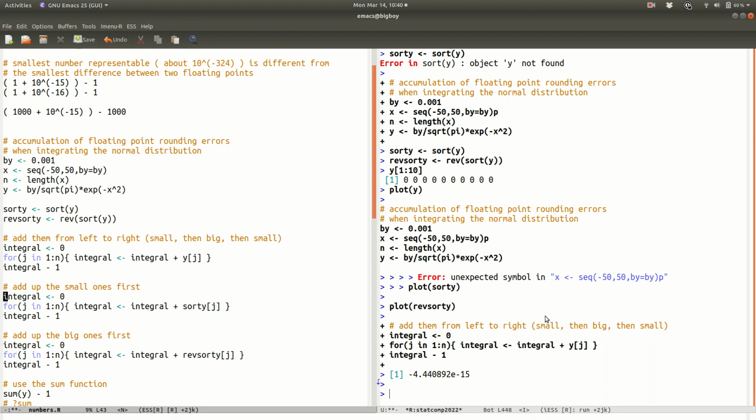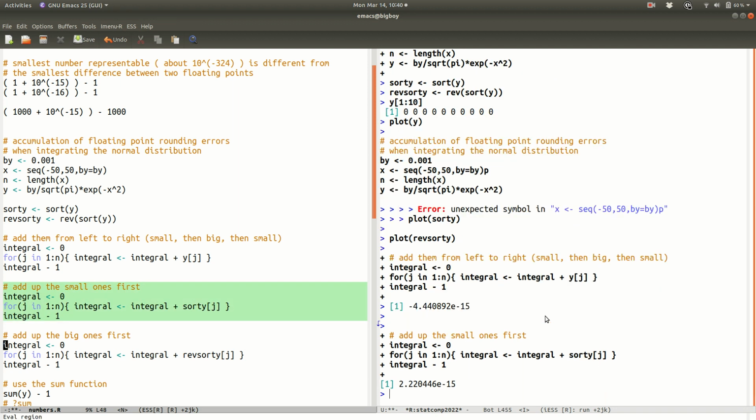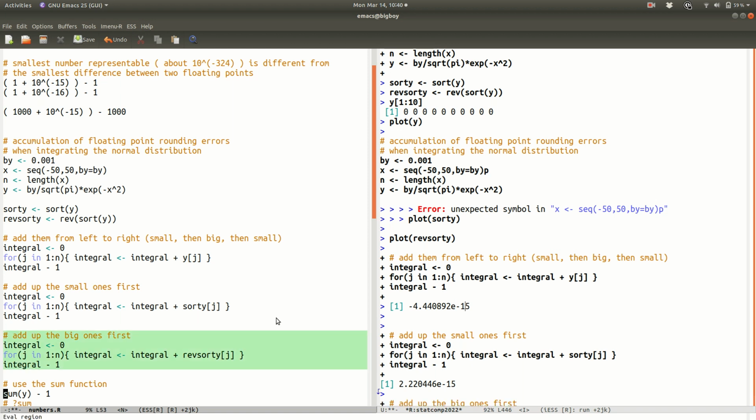Okay, so let's add the small ones first. So now we're adding up in order of sort y. And we get a smaller error here. What's going on is that if you add up the small numbers first, since there's a finer gradation in the floating point system for small numbers, the errors that start getting accumulated are small at the beginning. And then when you add them at the end, all of the tiny errors don't accumulate against each other, and the ones at the end don't have a big impact. So this is a better error than this one because it's half the size. And I believe you can make things worse if you do it in the opposite order.